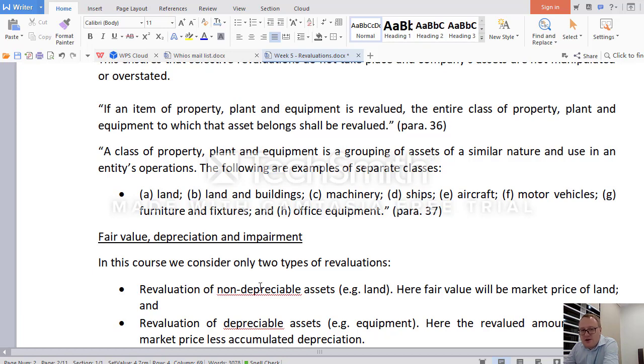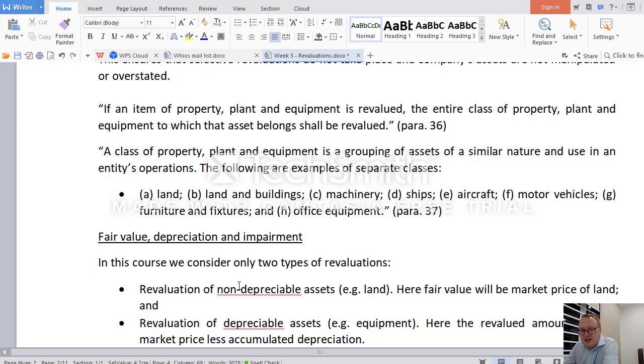So the methods of revaluation are different depending on what kind of asset you have. The easiest case is when you have a non-depreciable asset, because in this case you do not have accumulated depreciation, and you don't need to worry about what to do with this accumulated depreciation.